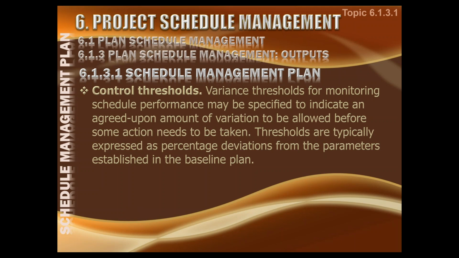So what constitutes the delay of another day? 1 hour, 5 minutes, or maybe in some cases it could be 4 hours, because the working hours are 8 hours per day. And you may say that my project is not that sensitive, and up to 4 hours I can bear the delay. If anything is more than 4 hours delayed, that means it is 1 day delayed. I hope you understand this point. So various thresholds for monitoring schedule performance may be specified to indicate an agreed upon amount of variation to be allowed before some action needs to be taken. If an activity is more than 4 hours delayed, then I will take action like moving the change request or something. Thresholds are typically expressed as percentage deviations from the parameters established in the baseline.